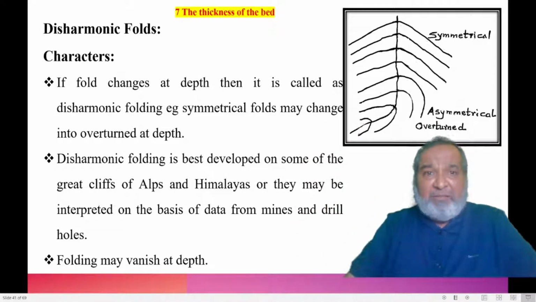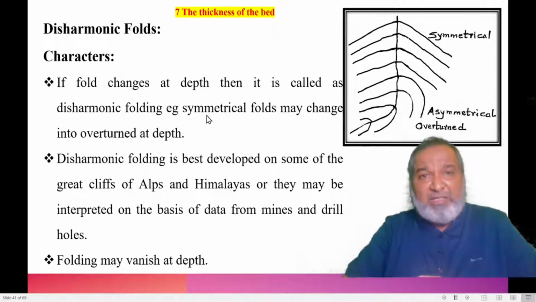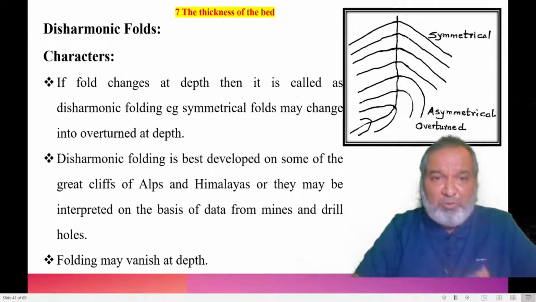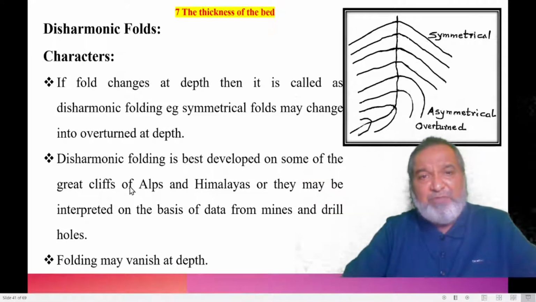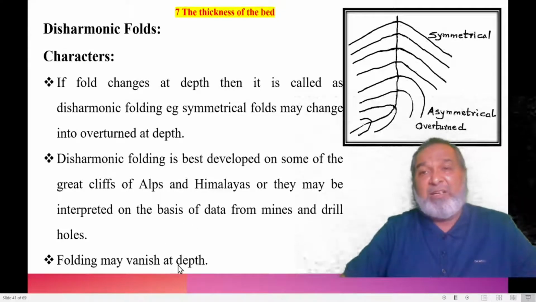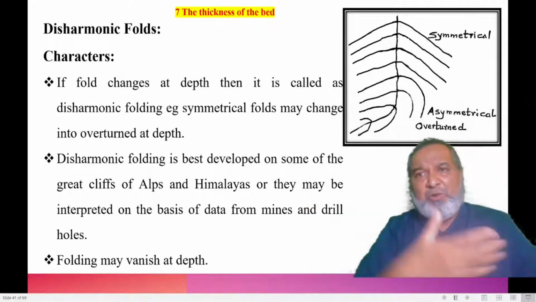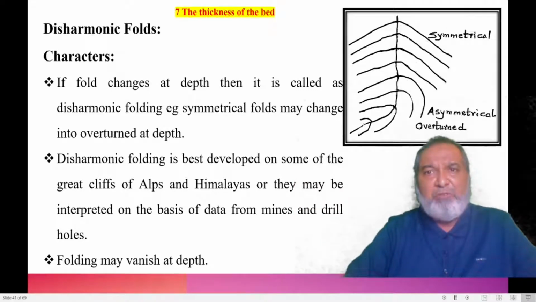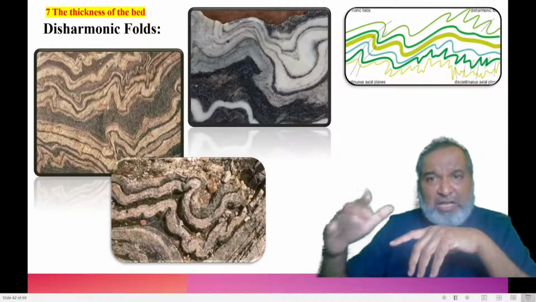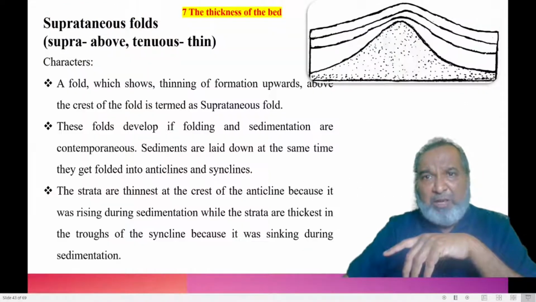So that is the first very important one about the disharmonic fold. That is, the symmetrical fold may overturn at greater depth, or ultimately if it becomes horizontal, then you are going to get the recumbent fold also. You get these in the great cliffs of the Alps and Himalayas. After drilling data, folding may vanish at depth. That is very important. Once you get this one horizontal, we are not going to find any fold. So depth wise, if you go, it is going to vanish. So this is the disharmonic folding.